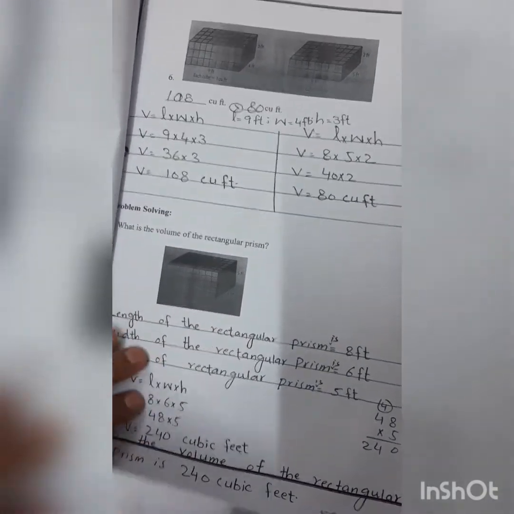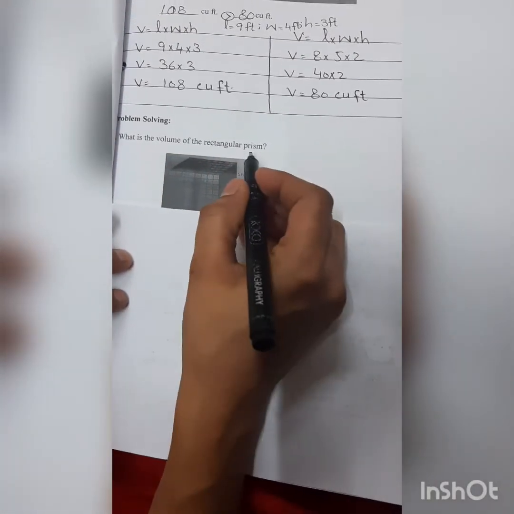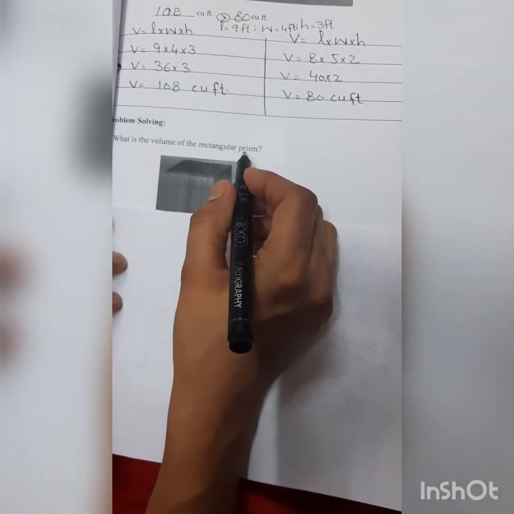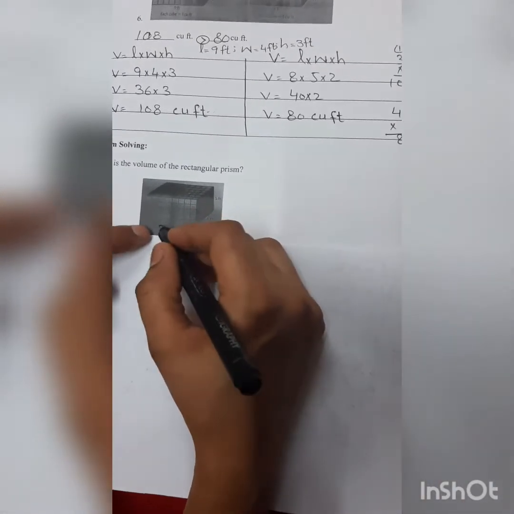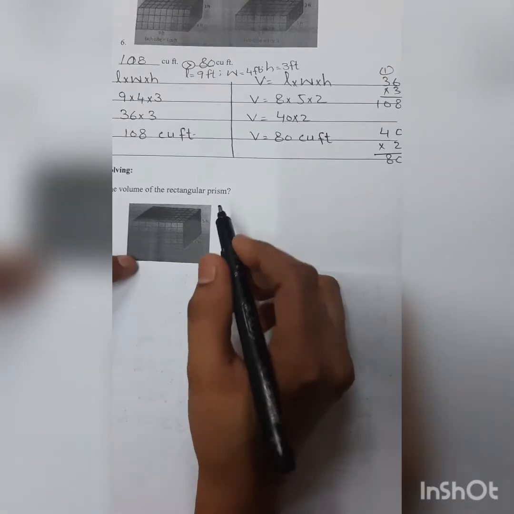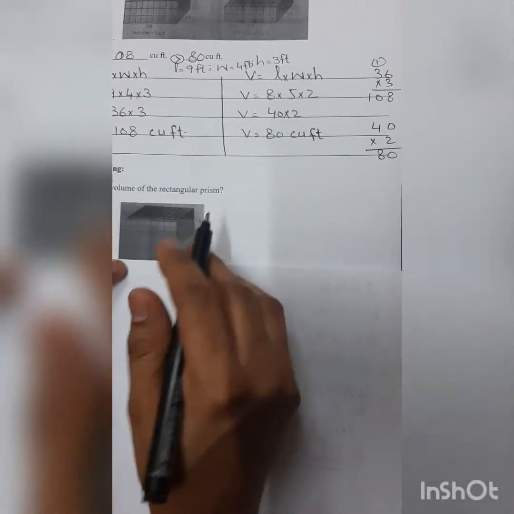Now problem solving. What is the volume of the rectangular prism? It has been given to you. What is the volume of the rectangular prism? As you know already, I explained to you about the prism. The figure which has two bases, the down base and the up base, is called a prism. Now the length, width and height have been mentioned.